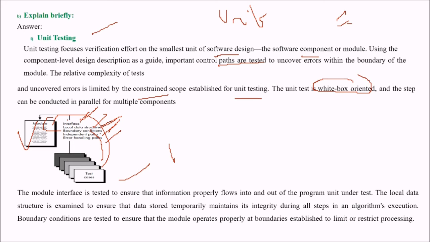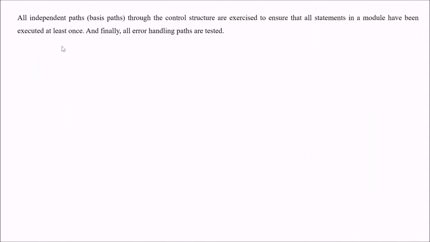Boundary conditions are tested to ensure that the module operates properly at boundaries established to limit or restrict processing. Then the independent paths or basis paths through the control structure are exercised to ensure that all statements in the module have been executed at least once. And finally, all error handling paths need to be tested.